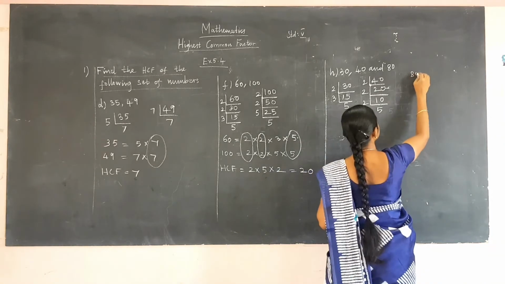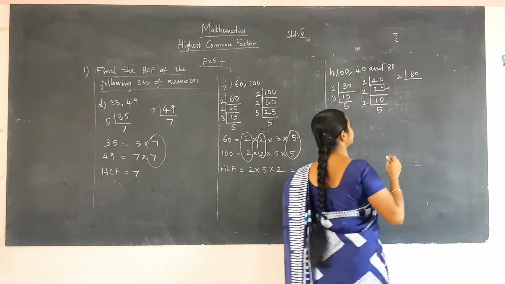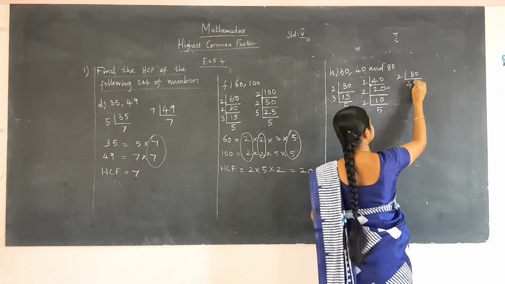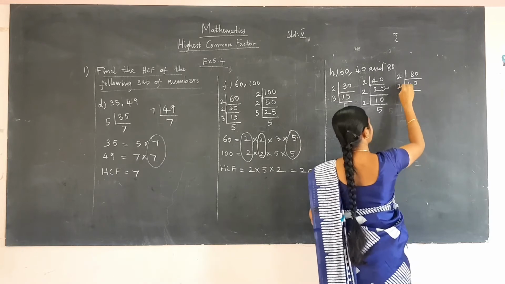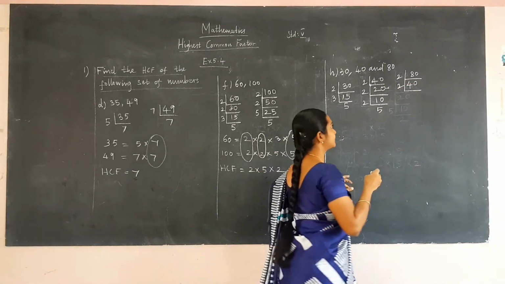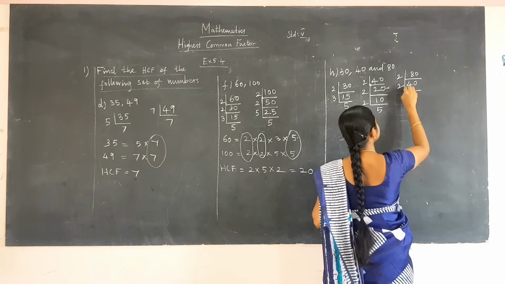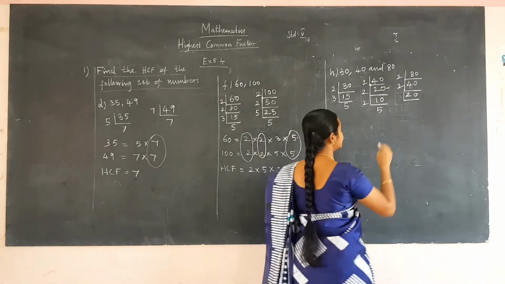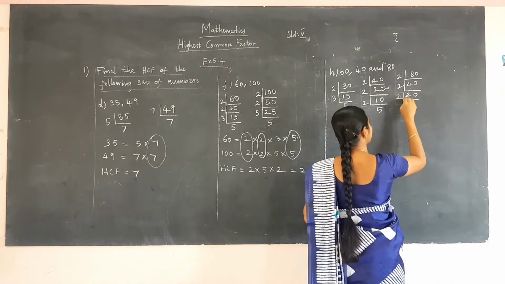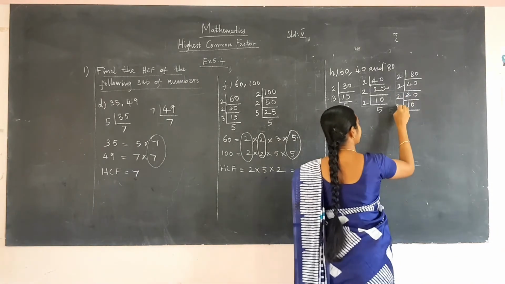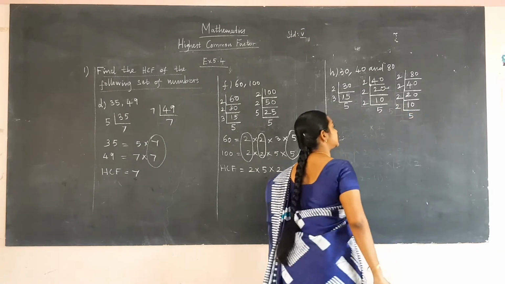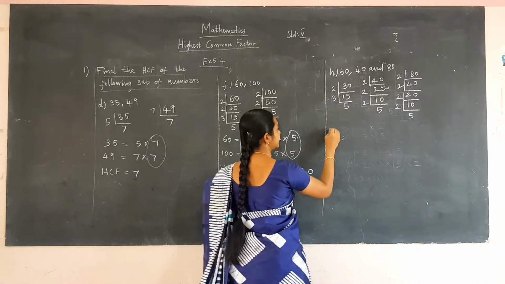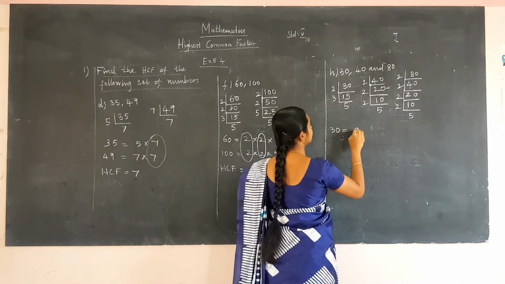Next we are going to factorize 80. 4 2s are 8 and we have remaining 0, so put a 0 here. Factorize again with number 2. 20 into 2 is 40. Factorize 20 with 2. 10 2s are 20. Again factorize 10. 5 2s are 10. Let us stop with 5 because 5 is a prime number.